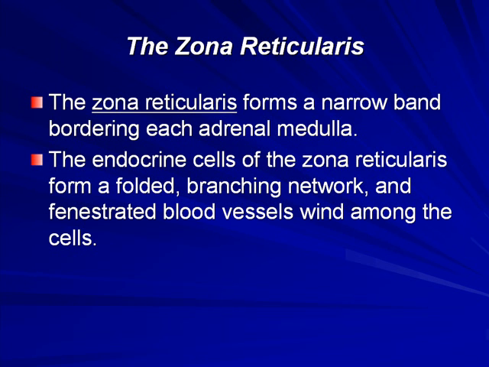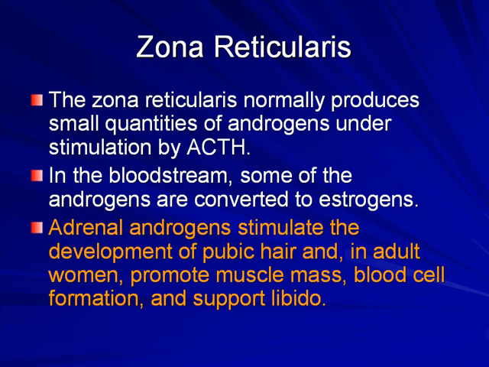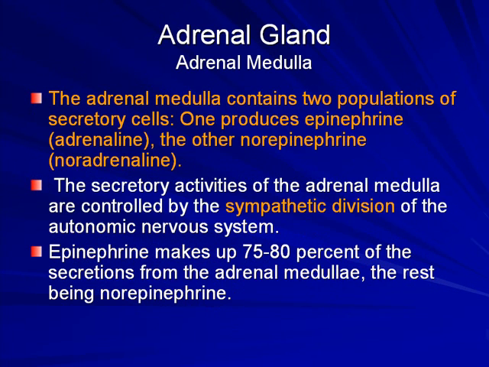Zona reticularis forms a narrow band bordering the adrenal glands. The adrenal cells of the zona reticularis are basically in a folded network, fenestrated with blood vessels, fenestrated because we want those hormones to be able to get into the system right away. Zona reticularis, the adrenal androgens stimulate the development of pubic hair in adults. It promotes muscle mass, promotes blood cell formation, supports libido. That's all produced in the zona reticularis. Again, direct entry into the bloodstream.